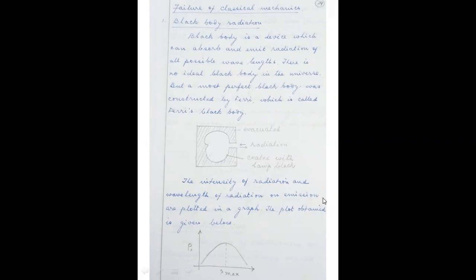If the intensity of the radiation and the wavelength of the radiation on emission are plotted in a graph, the plot is obtained in the following structure. So this was the structure of the plot. See, there is a particular lambda for which the intensity is maximum. When you change the lambda, from lambda minimum to lambda maximum, there is a particular lambda which is maximum in intensity.